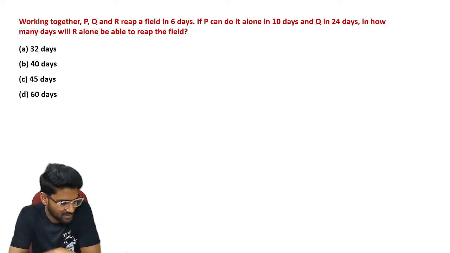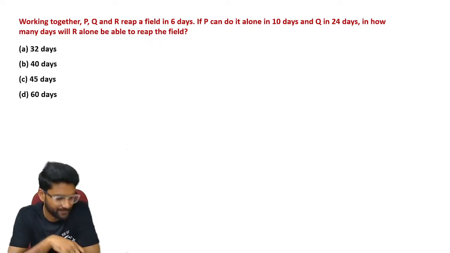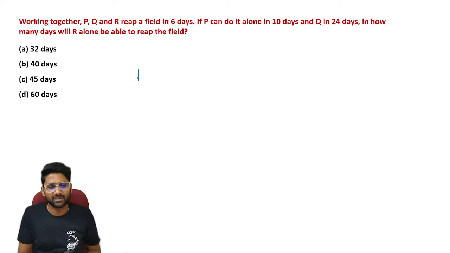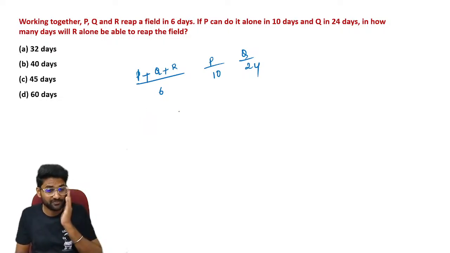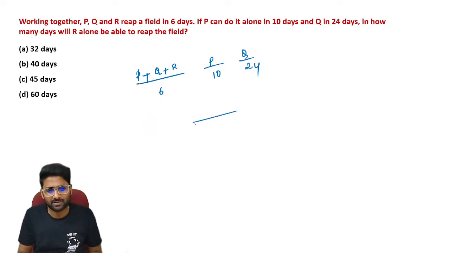Next, let's see this question from time and work. Working together, P, Q, R can finish in 6 days. P alone takes 10 days, Q alone 24 days. In how many days can R alone do the work? So here, the total work is the LCM of 6, 10, 24. LCM is 120.